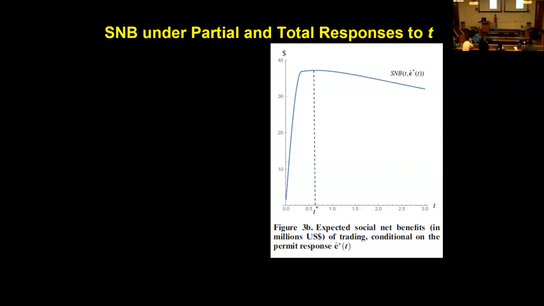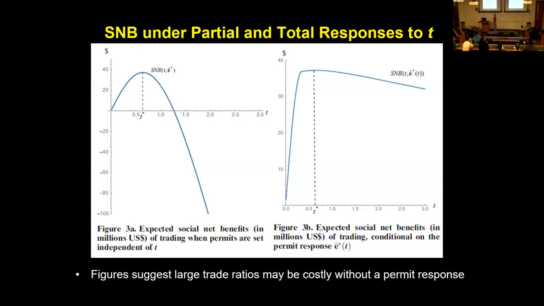And you can see that even if we go up to much higher ratios of 2 to 3, like you see in practice, there's a dip down in social net benefits, but it's relatively small, 35 million to 30 million. I mean, it's a big number, but proportionally it's very small. What happens if we fix E hat like they do in existing programs, where E hat is just exogenous? Now as we change T, social net benefits peak at the same spot, but then they dip down and they're negative. So the fact that we have in practice a fixed exogenous E hat permit level is really important.